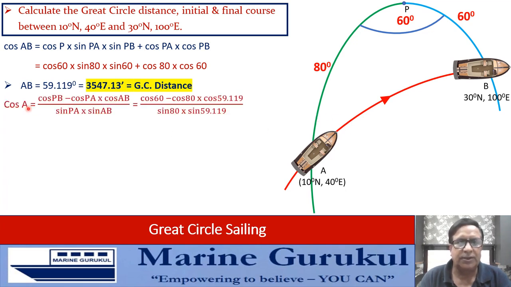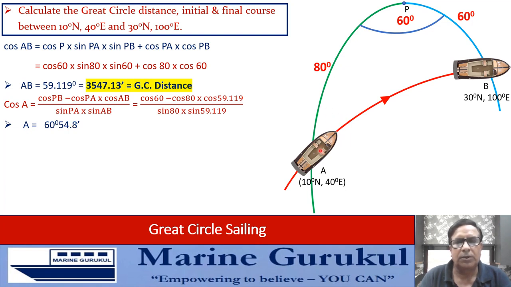Now we write the cosine formula again, this time for angle A. This is how the cosine formula for angle A shall be written. Now we know all these parts used on the right hand side, including AB, which has been just calculated to be 59.119 degrees. When we put all these values in the formula, we get the value of A as 60 degrees 54.8 minutes. That is this angle.